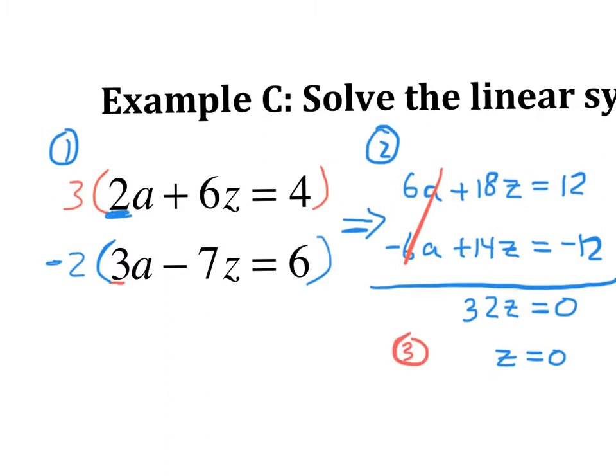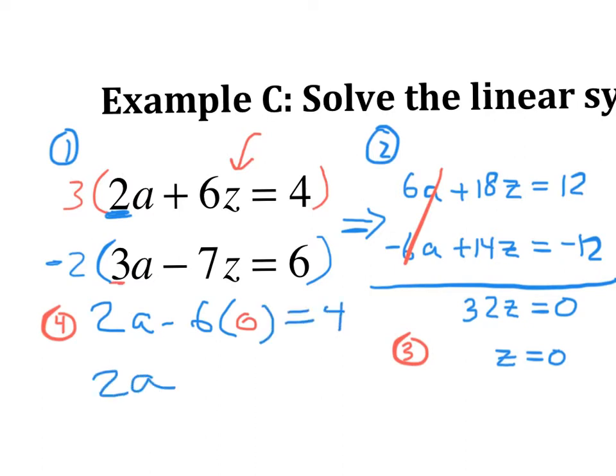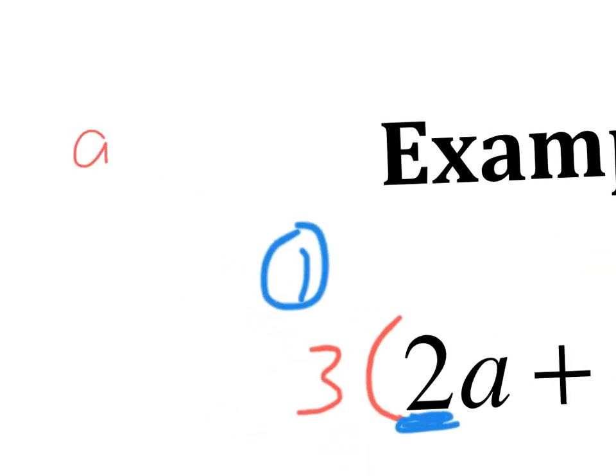Solve for a variable. Now step 4, I'm going to substitute that into wherever I want. So I'm going to substitute right here into the first equation. So 2a minus 6 times 0 equals 4. 2a, the 6 drops out, equals 4. And so a is going to give me a 2. So I'm claiming that my answer is 2, 0. So a equals 2 and z equals 0.